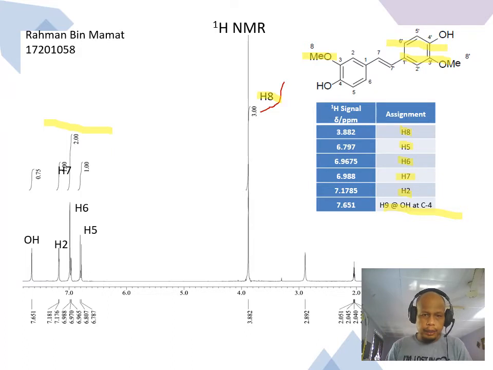Hydrogen 7 here is a hydrogen attached to a double bond, a vinyl hydrogen, deshielded by the anisotropy of the adjacent double bond. And last but not least, here we have an OH bond. The OH proton will be assigned at 7.651. My friend will elaborate more about this proton. Thank you.